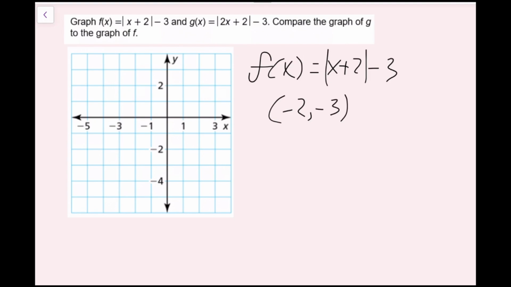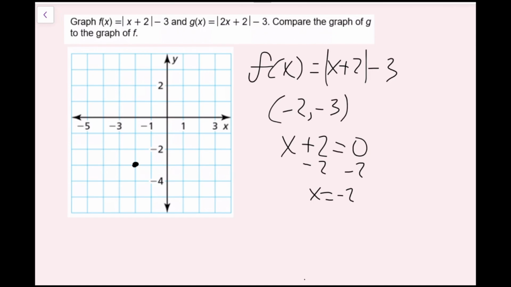Once again, if you're ever unsure, you can just set whatever's inside equal to 0. If you did x plus 2 equals 0, you'd subtract 2, and you get x equals negative 2. And then you just plug that back in, and you're going to get this k value. Anyhow, I know this is my vertex, so I'm going to plot this. So I'll go negative 2, negative 3, so right there. I'll plot this one in black.